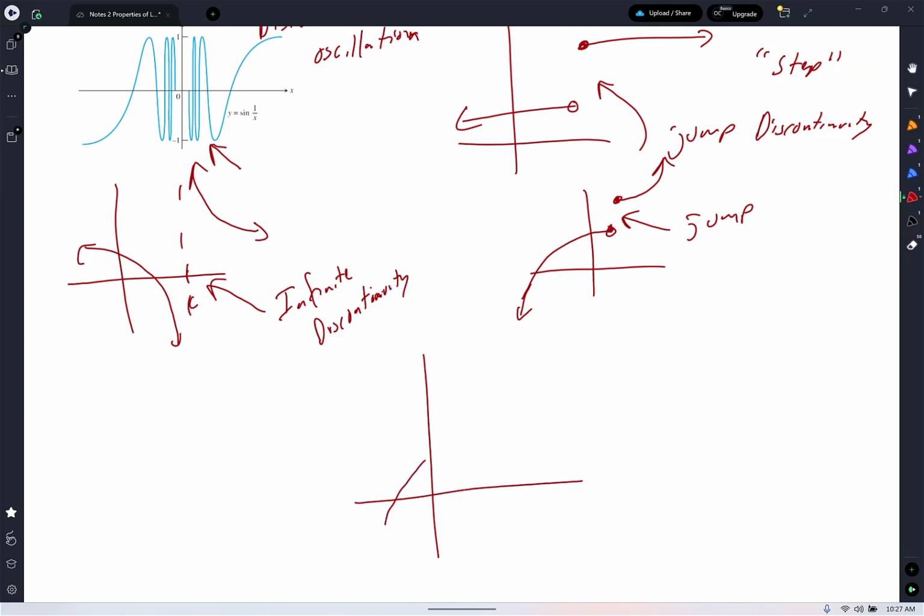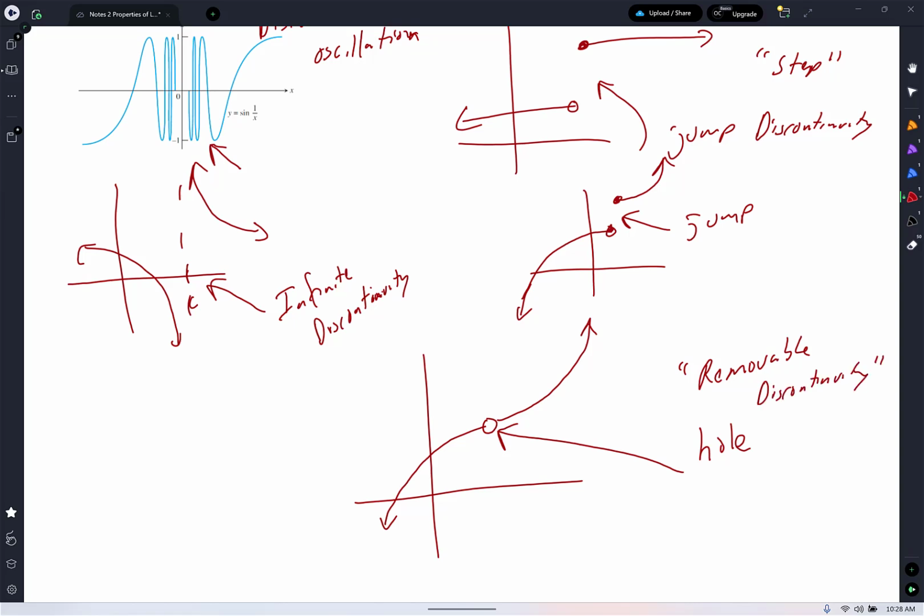What do you think I'm going to draw? What have you not seen yet? Look at this. What is that called? A hole. Holes are the only ones that are removable discontinuities. Removable. The others are non-removable. What does that even mean? Removable discontinuity, non-removable. All that means, and I'm going to slow down because I can see you guys writing like crazy.